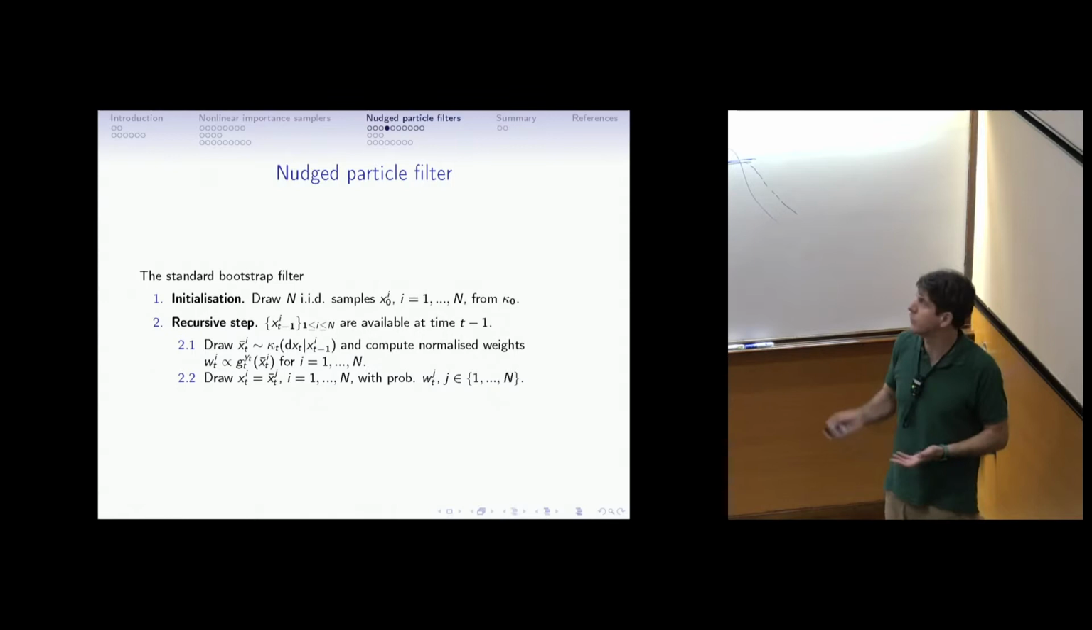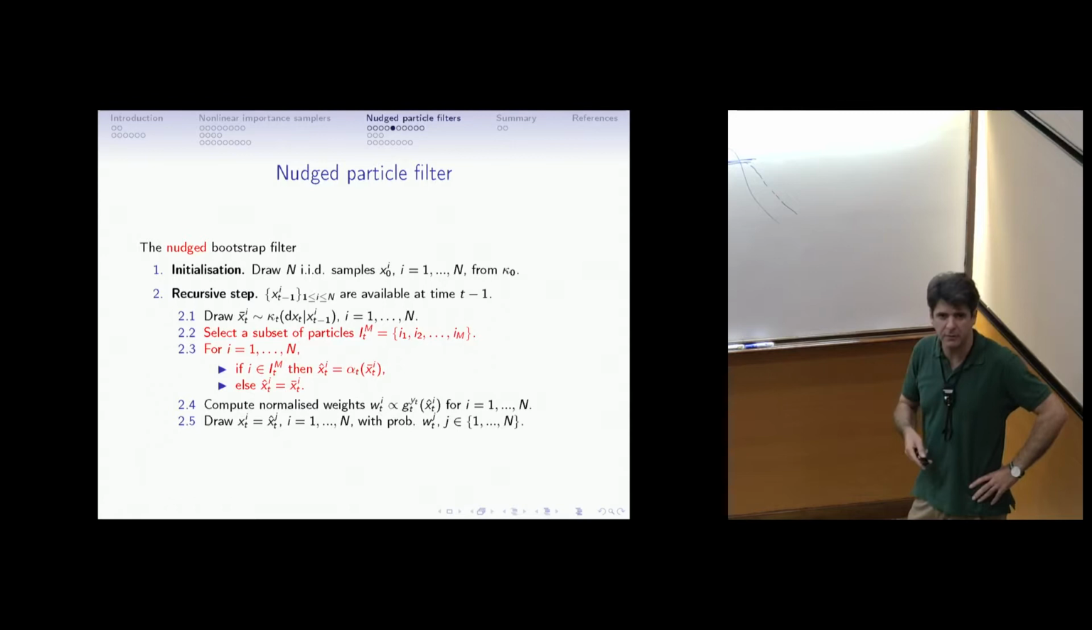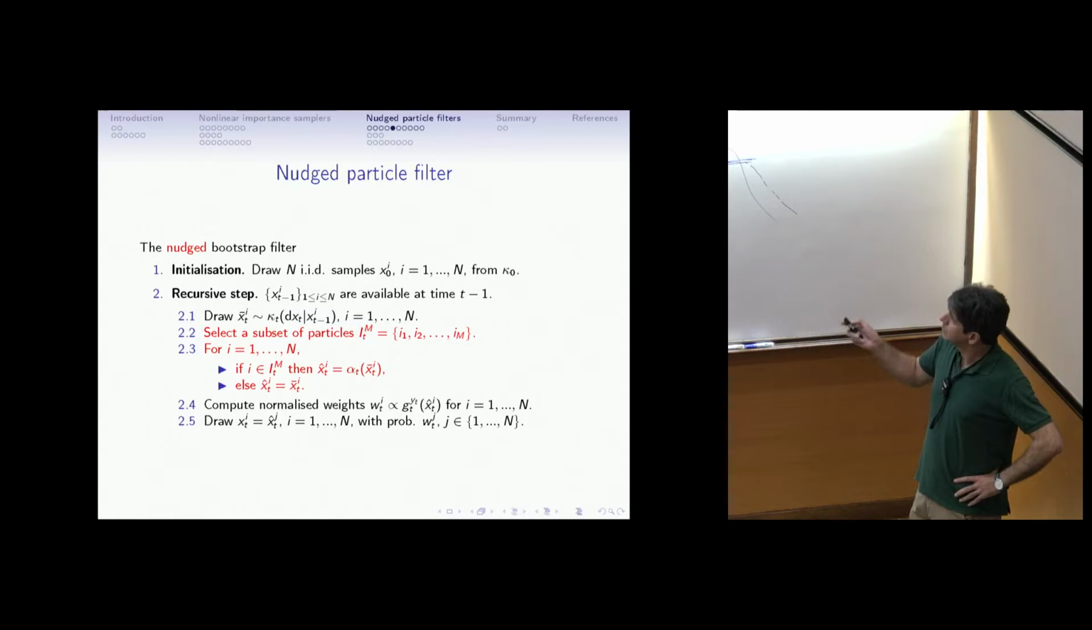What would be our nudged bootstrap filter? It would be this algorithm, where we essentially add these two steps here. So as before, we draw from the Markov kernel. If you have a different particle filter, you just draw from your favorite proposal. Here we stick with the bootstrap filter for simplicity. So we draw from the Markov kernel. Then we select a subset of particles that we are going to nudge. So select the number of particles to which we are going to apply a transformation. We're going to shift their location somehow.